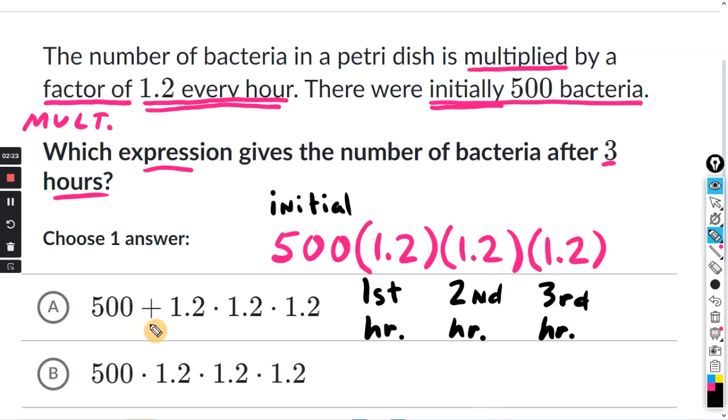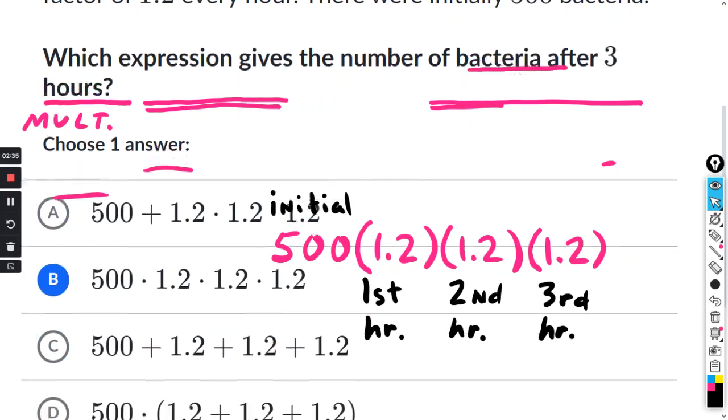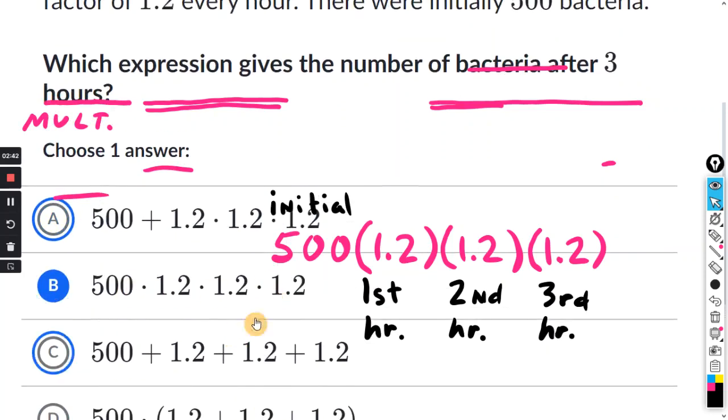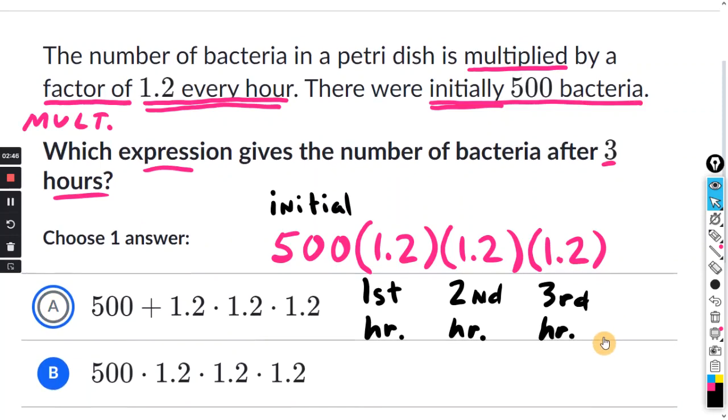In most cases, you're not going to be adding. But we can see already it is answer B. If you want to double check the other answers, this one is adding, so it's not C. This one is adding, this one is adding. This is the only one that matches what I did. So that is answer B.